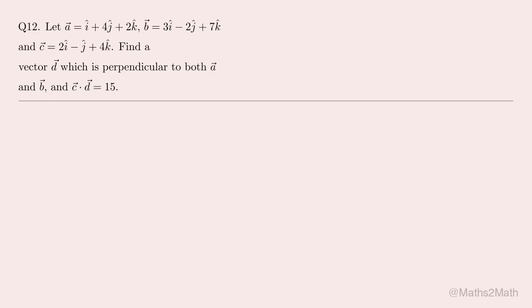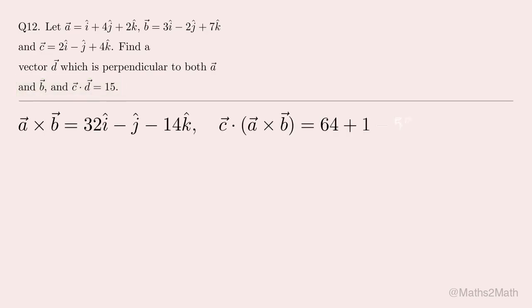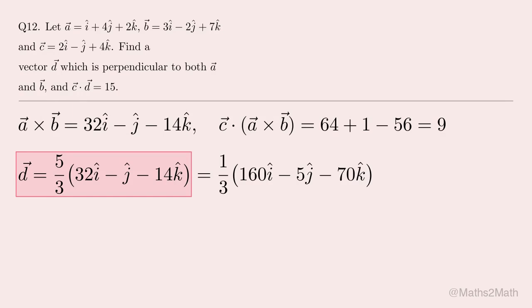Question 12. Perpendicular to both means parallel to the cross. The dot with c fixes the scale. The cross of a and b is 32, minus 1, minus 14. c dotted with it gives 9. Scale by 15 over 9, 5/3.